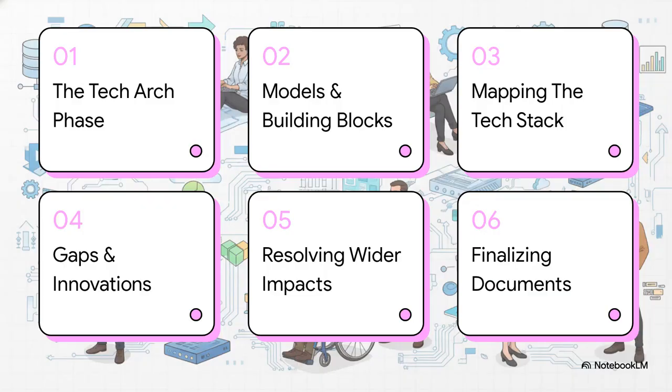We've got 6 structured steps to get through today. Number 1, the technology architecture phase. 2, models and building blocks. 3, mapping the tech stack. 4, gaps, roadmaps, and innovations. 5, resolving wider landscape impacts. And finally, number 6, finalizing the architecture document. So let's just dive right in.